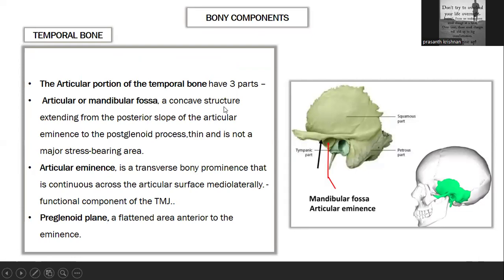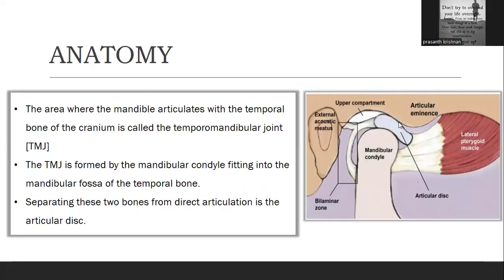The mandibular fossa is a concave structure. Here you can see it is a concave structure extending from the posterior slope of the articular eminence to the postglenoid process. Whereas the articular eminence is a transverse bony prominence that is continuous across the articular surface mediolaterally, a functional component of the TMJ. The preglenoid plane is a flattened area anterior to the articular eminence. So here you can see the articular eminence.